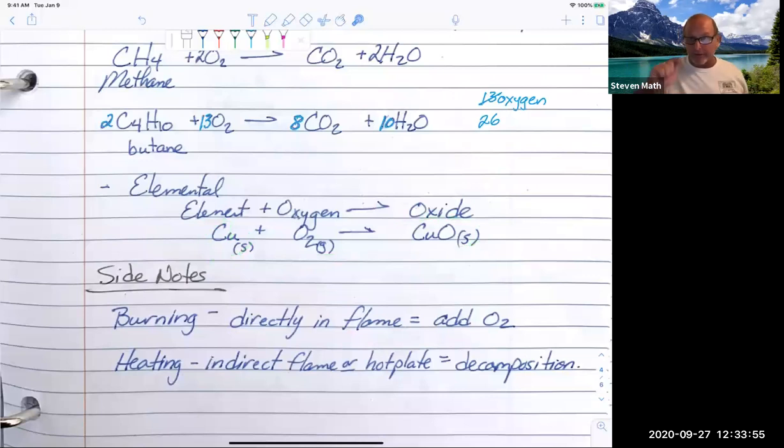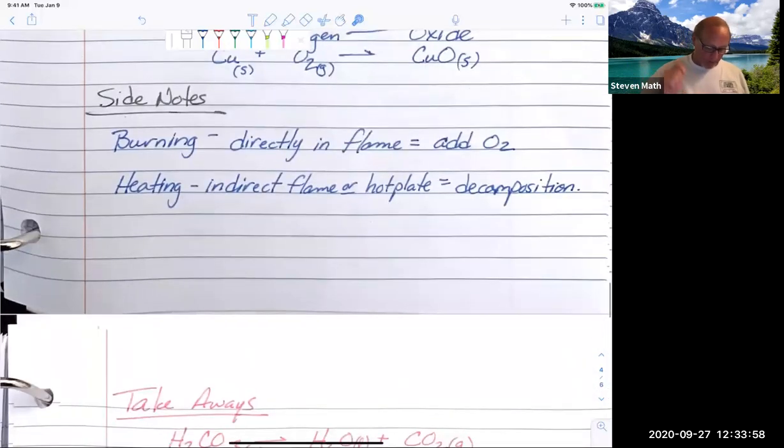I've been going for about 20 minutes. Let's put it together. So we have side notes. Burning, what does that mean? It means we stuck something directly into a flame and it combined with oxygen. Heating, what does that mean? That means I put it in a test tube, or a crucible, or an evaporating dish and I heated it, maybe with a flame, maybe with a hot plate. Burning implies that we're adding, and adding implies that it's probably going to be synthesis or combustion. Heating means breaking things apart. That's decomposition. Okay? So those 2 things are good.